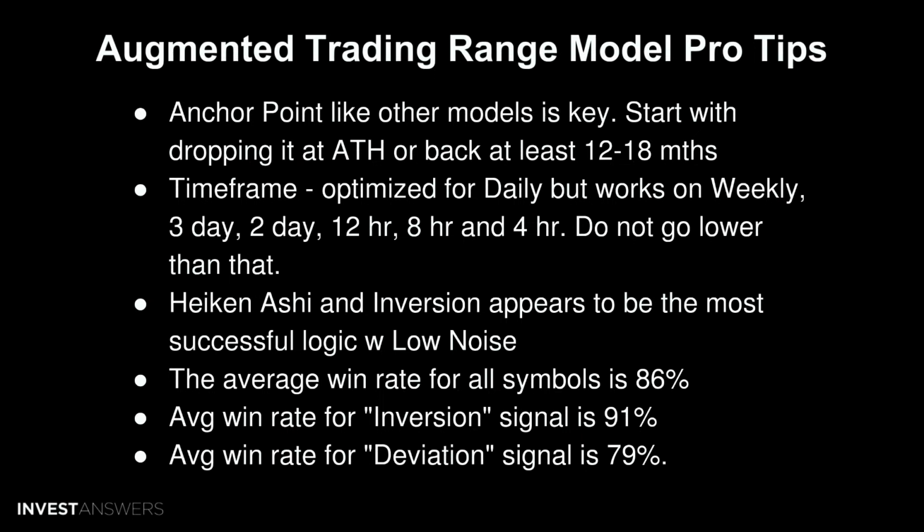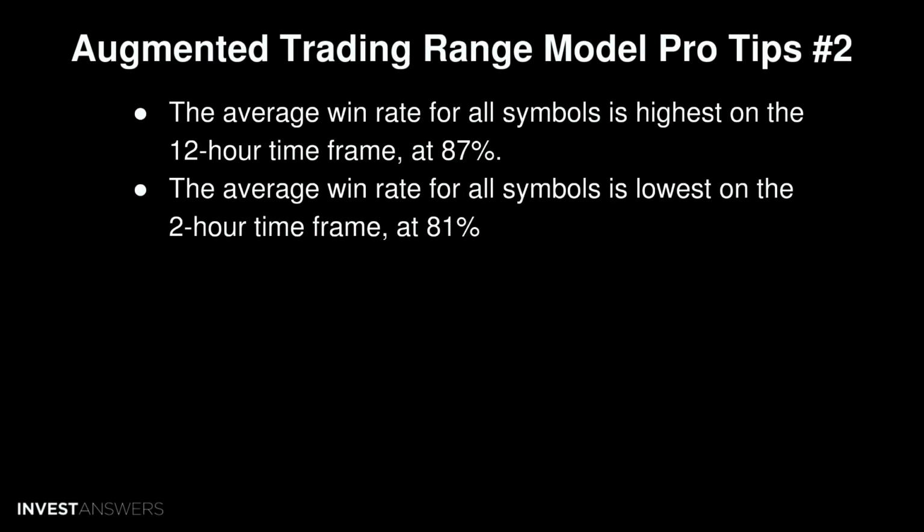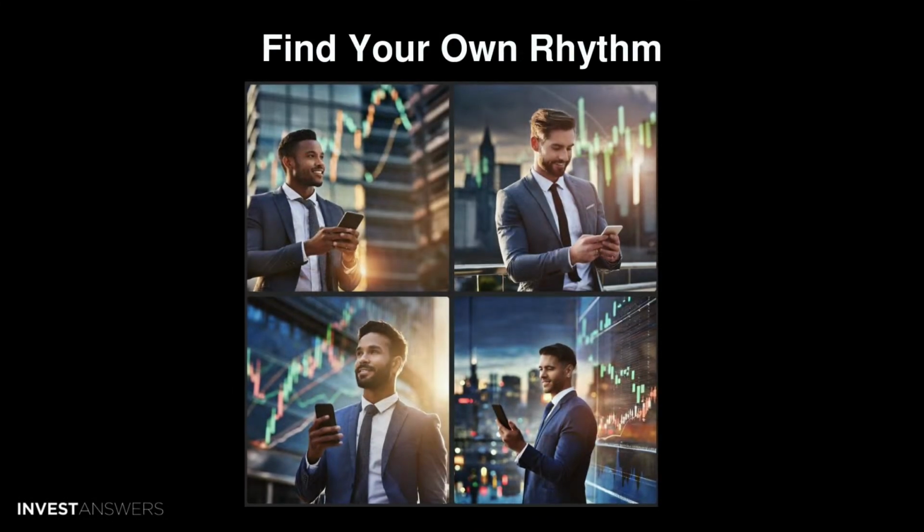Average win rate for inversion is 91%. Average win rate for deviation is 79%. In addition, augmented trading range pro tip number 2: the average win rate for all symbols is highest on the 12-hour time frame at 87%, despite the fact it's optimized for the daily, and the average win rate for all symbols is lowest on the 2-hour time frame at 81%. And remember, everybody, I stress this time and time again, find your own rhythm. Very important. This is a tool to help you do exactly that.